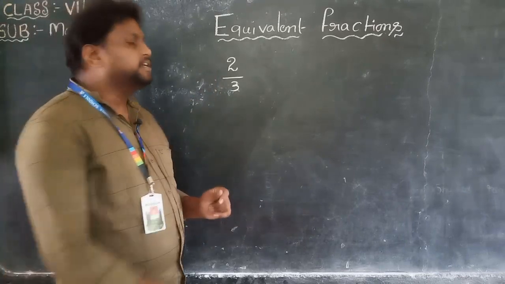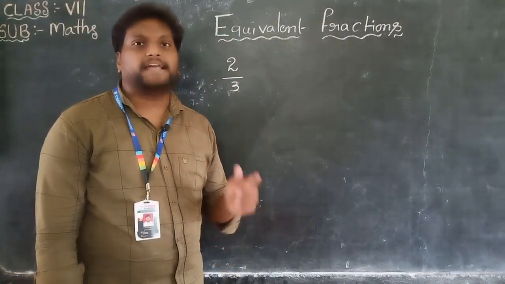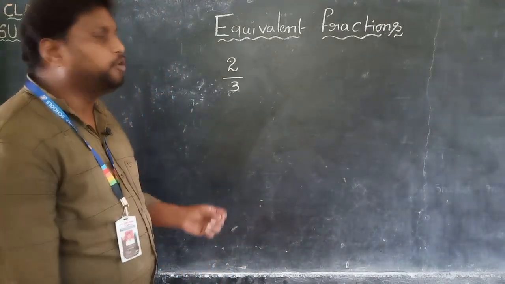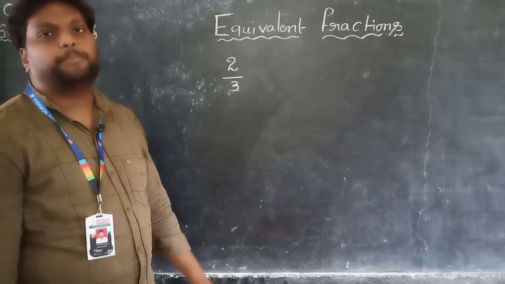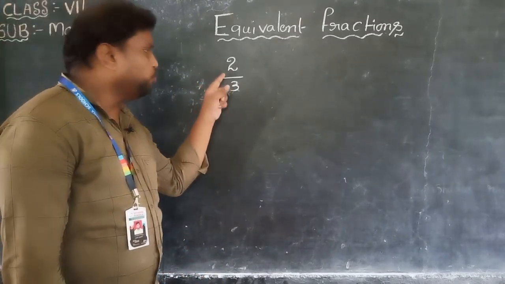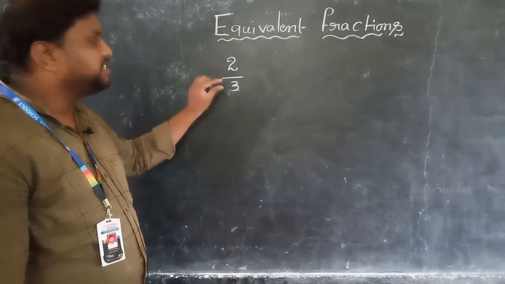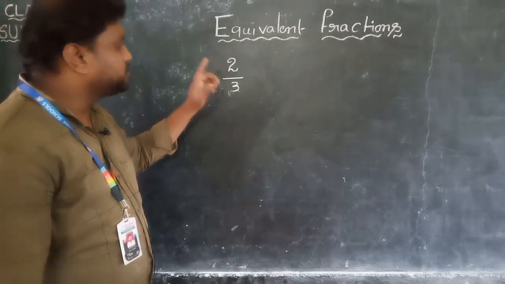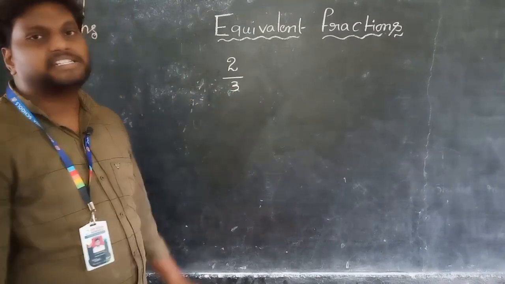Standard form means we check whether cancellation of these 2 and 3 is possible, except by 1. Why? Because 2 is in the 2 table, 3 is in the 3 table, and 2 and 3 are not in any common table except 1. That's why cancellation is not possible. That's why this is the standard form.